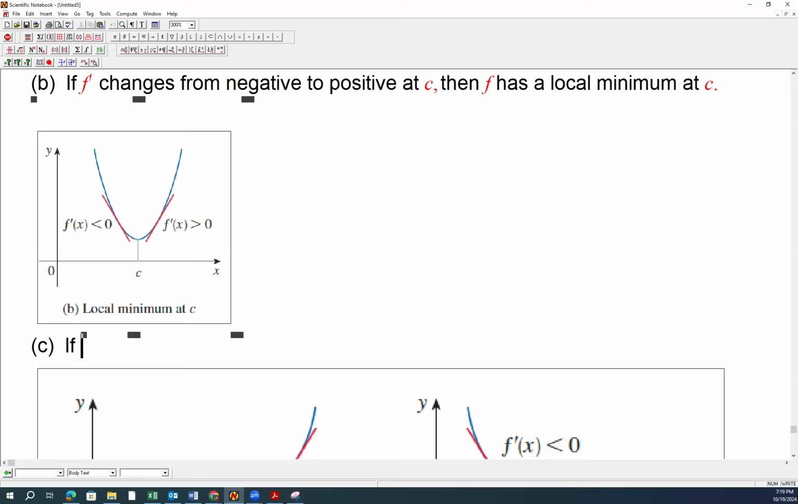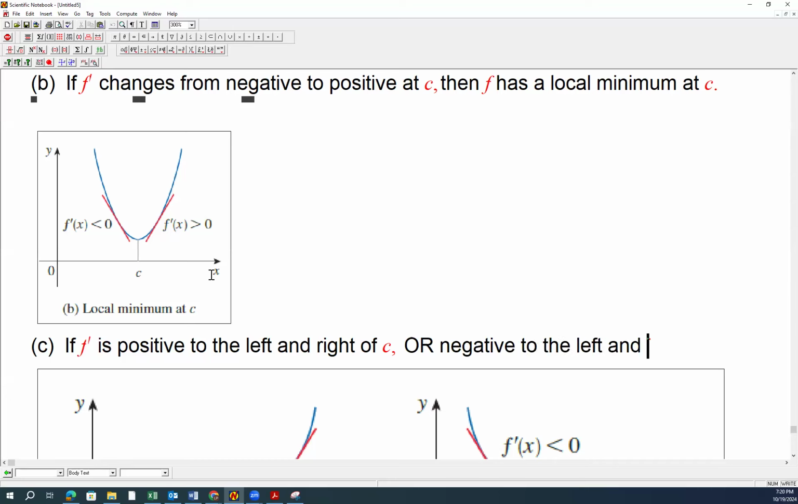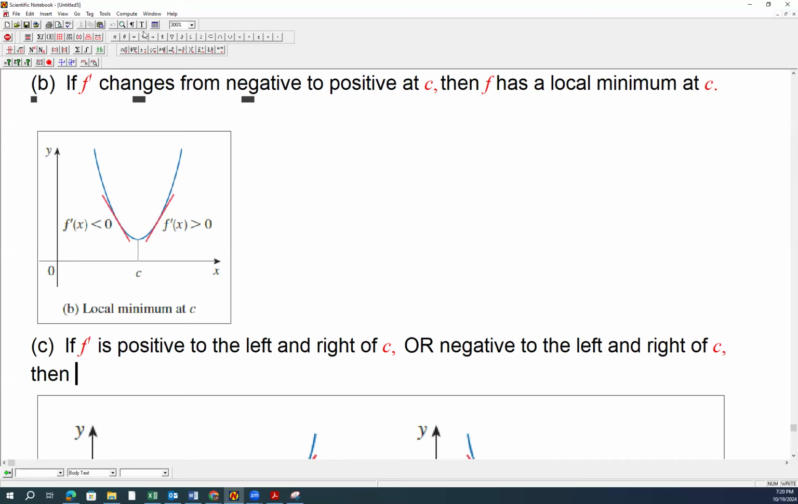So if f prime is positive to the left and right of C, or another case would be negative to the left and the right of C, same, no change, then f has no local max nor local min.